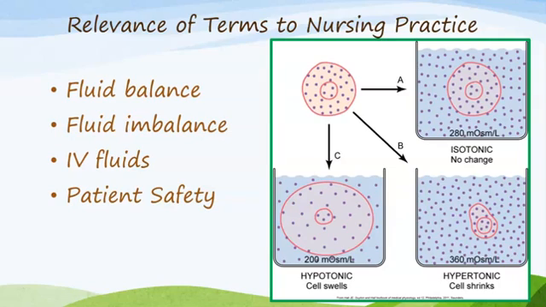Now, the opposite is true when we talk about a hypertonic state. A hypertonic state means that we have a higher concentration, so there are more solutes than there is fluid. The body is going to try and equalize this out by pulling fluid from inside the cell and bringing that fluid outside the cell. And what that results in is that cell actually shrinking.